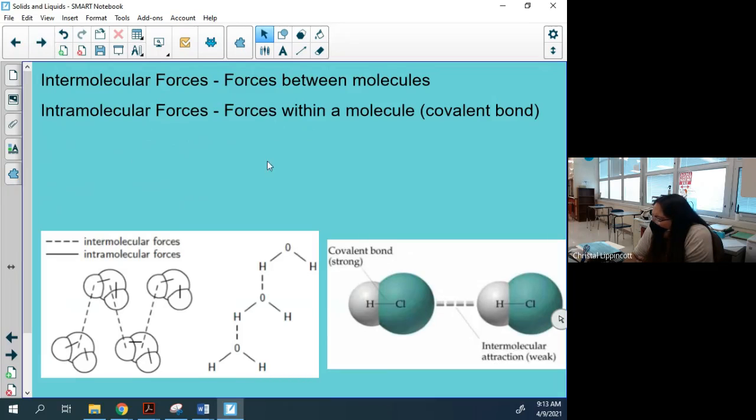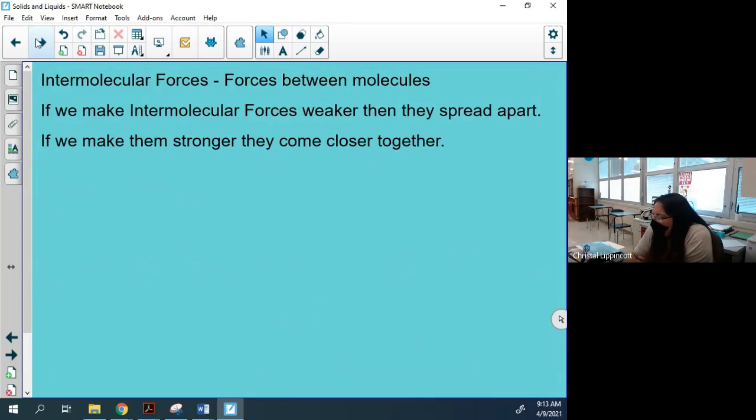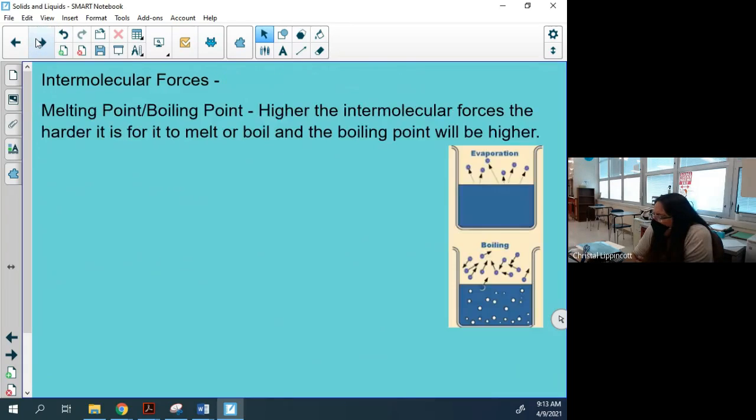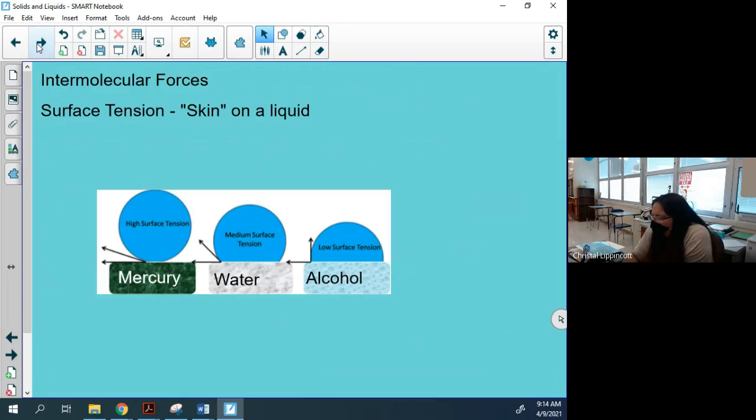Okay, so we talked about inter and intra. We've already talked about that. Do you have anything on your sheet to write about that? Okay, I didn't think so. We talked about all that. Melting and boiling point: the higher the intermolecular forces, the harder it is for it to melt or boil. We talked about that. Surface tension, we talked about that. And you'll actually see, like, mercury has really high IMFs.